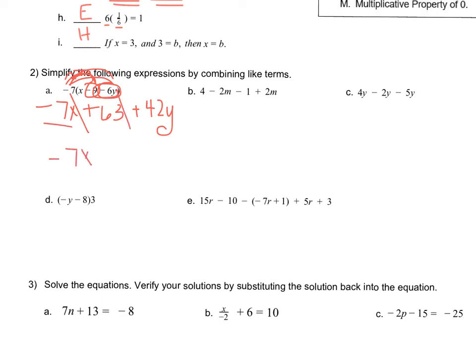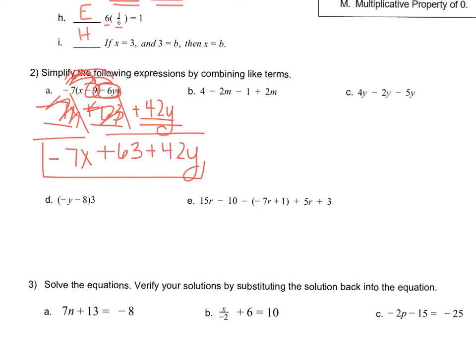If I draw my slashes, can I combine negative 7x with anybody? No. Write it. Cross it out. 63. Can I combine 63 with anybody? Nope. Write it. Cross it out. Can I combine 42y with anybody? No. Write it. I'm done.